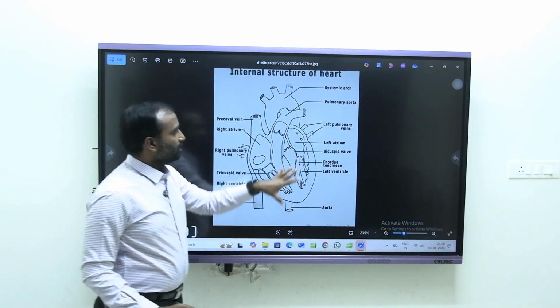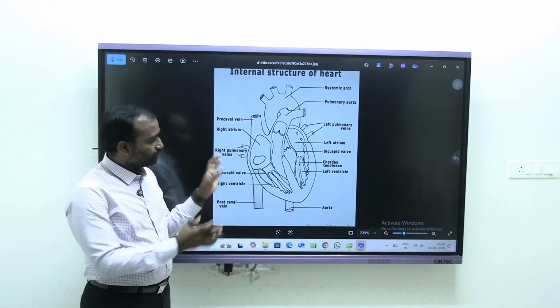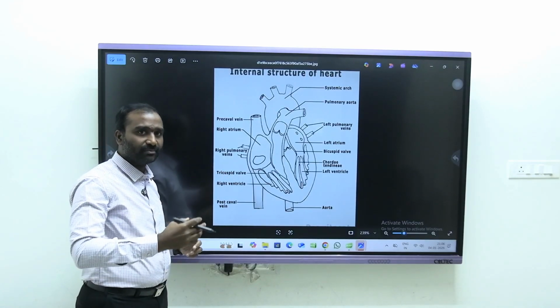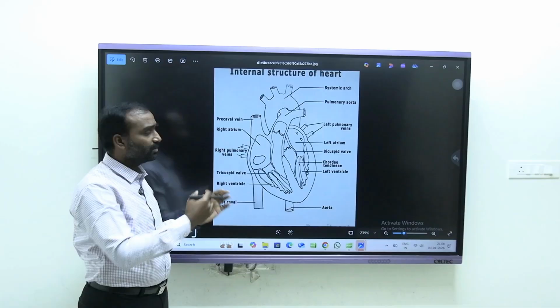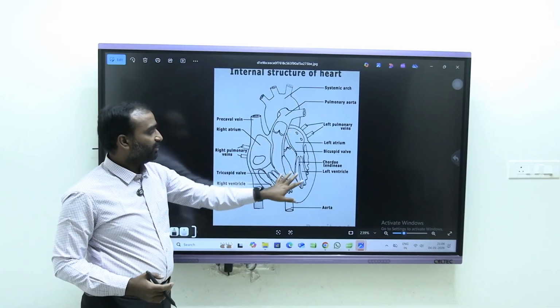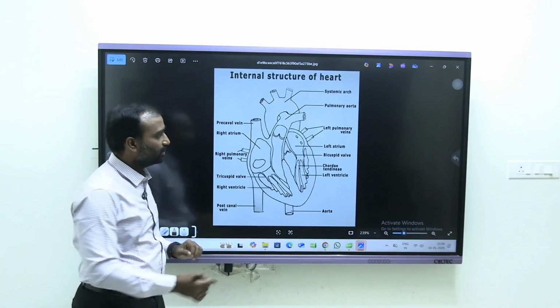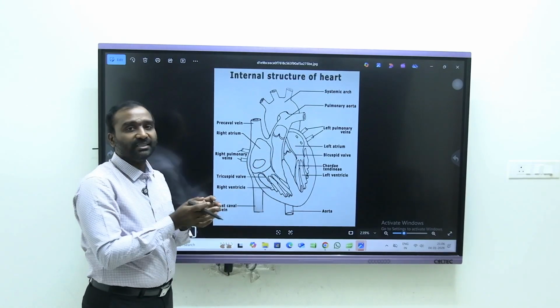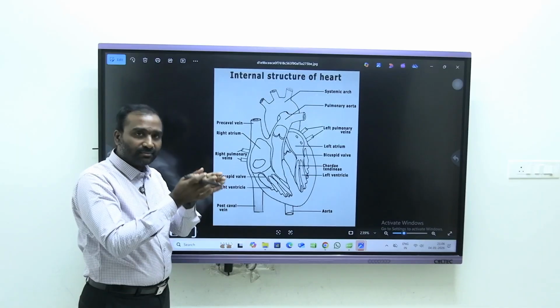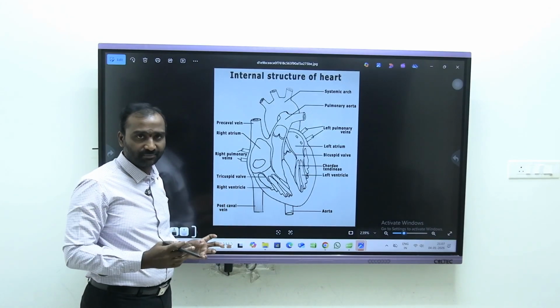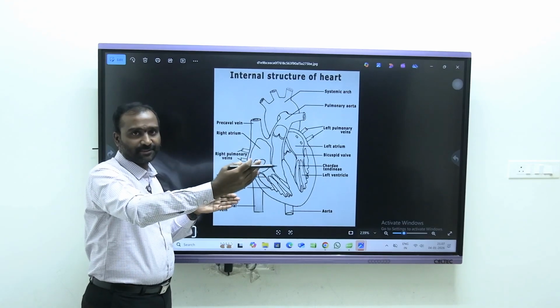Right. If you have a glance, this is a sketch of the heart. Then what are the chambers? I'll give a little brief here, then we'll come back. 1, 2, 3, 4. These are the 4 chambers. These 4 chambers are never connected, meaning they are separated by the septum. So the septum is a dividing structure.